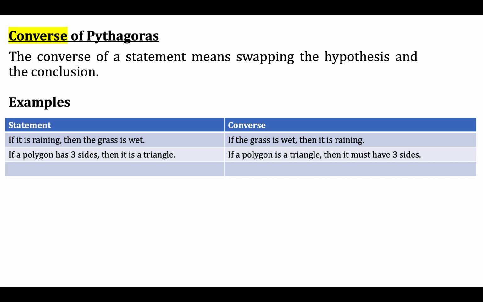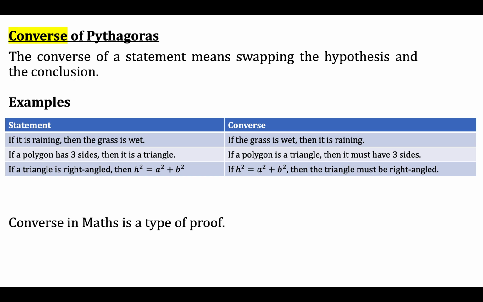If a polygon has three sides, then it is a triangle. If a polygon is a triangle, then it must have three sides. And I suppose to look now at what we're actually doing, if a triangle is right angled, then the square of the hypotenuse is equal to the sum of the squares of the other two sides. And if the hypotenuse squared is equal to the sum of the squares of the other two sides, then the triangle must be right angled.